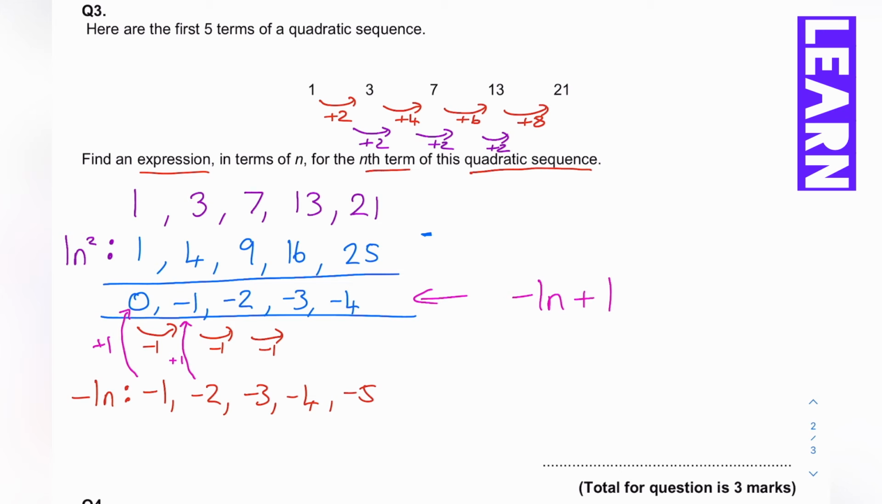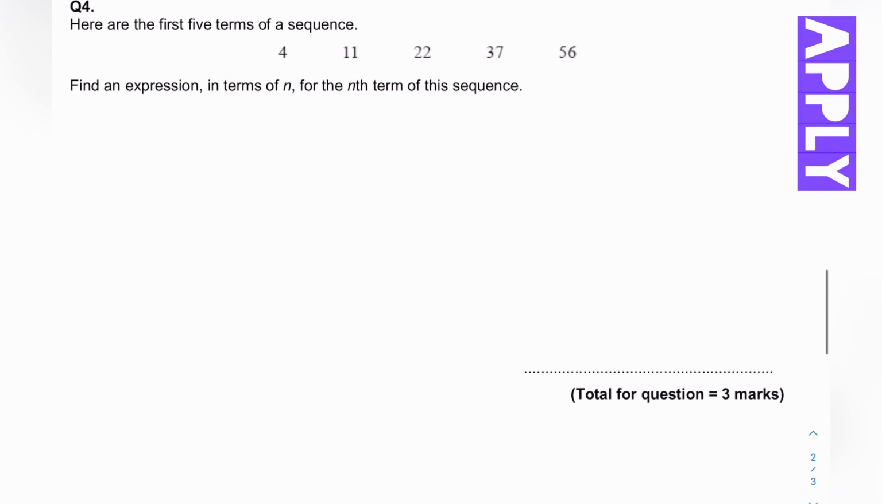Our final step now is to piece the two answers together. So we had 1n squared minus 1n plus 1. Pause the video now if you'd like to have a go at this before I go through it.